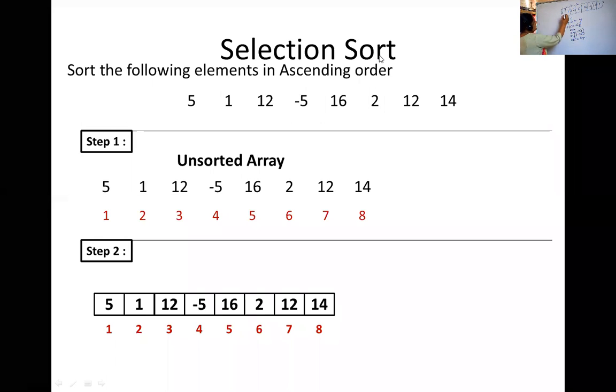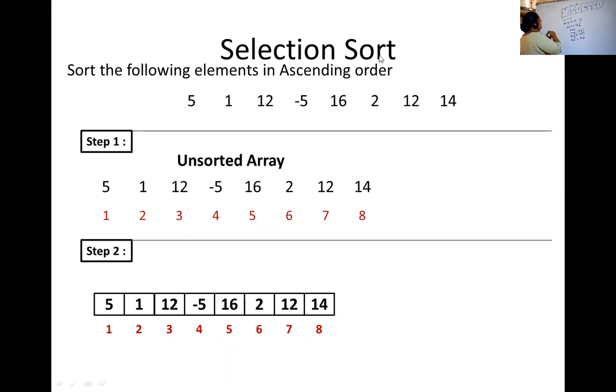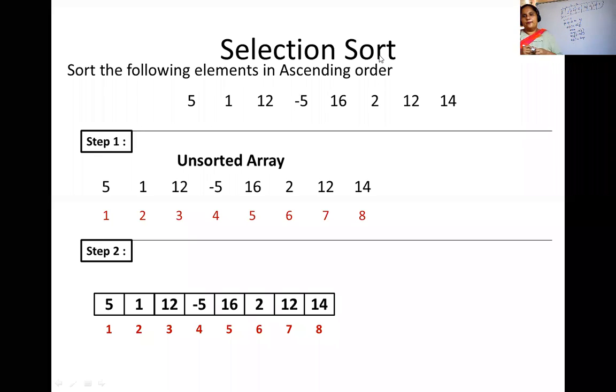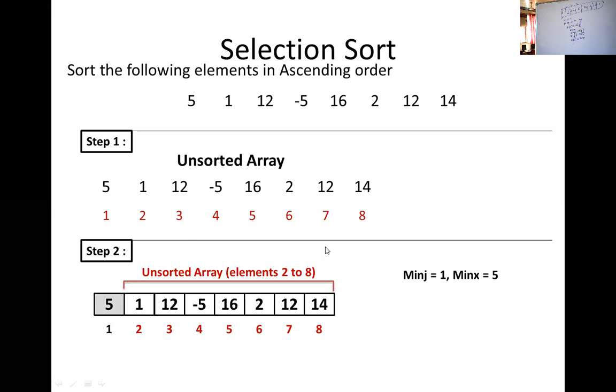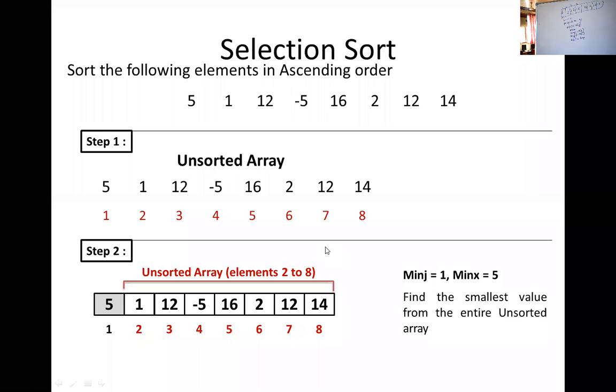So we start: 5 is less than 1, okay. You will simply swap it. I'll tell you how. Unsorted elements are from 2 to 8. So min j is 1 and min x is 5. So find the smallest value from the entire unsorted array.